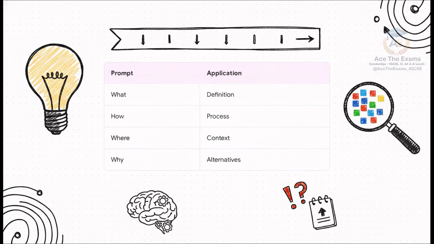Let's use image resolution as our test subject. Prompt 1. What is it? You answer, it's the number of pixels in a given area, usually measured in PPI or DPI, which dictates the detail of an image. Bam! Foundational definition secured.